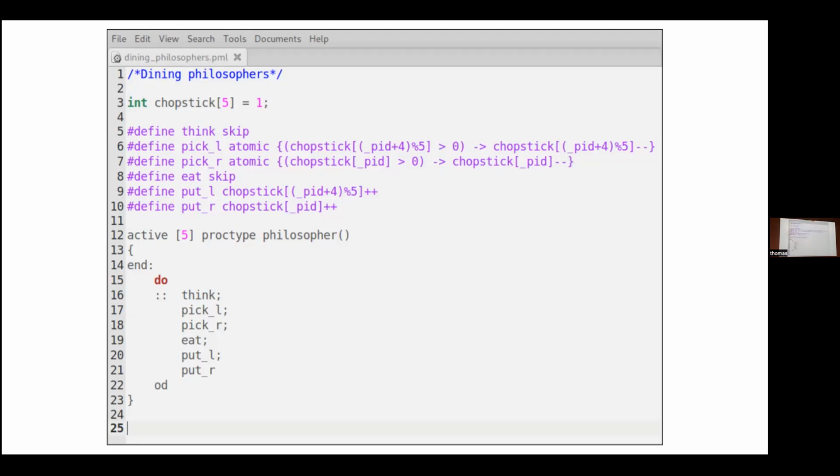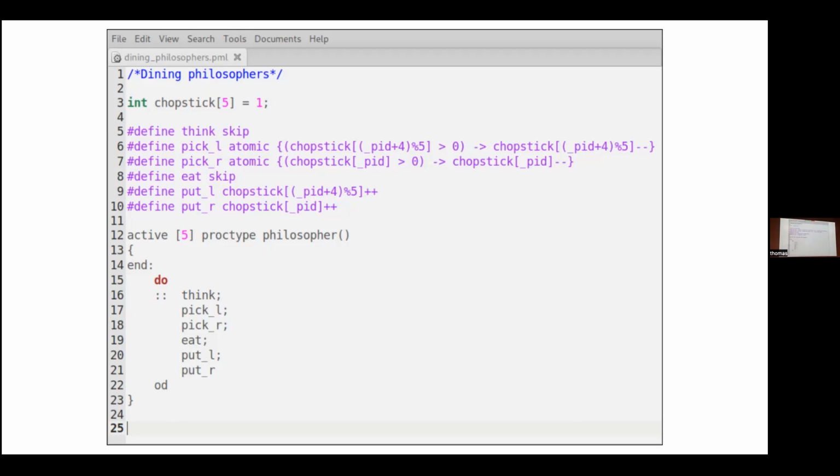So think and eat are simple skip actions, with no effect on the shared variables. Then, for instance, pick the right chopstick is an atomic step: check whether the chopstick to the right, with the same index as the current philosopher, is free, so greater than 0. And when this is the case, take this chopstick by decreasing the variable from 1 to 0. Then pick the left chopstick is the same, but with the index of the left neighbor, which is the current ID plus 4 mod 5.